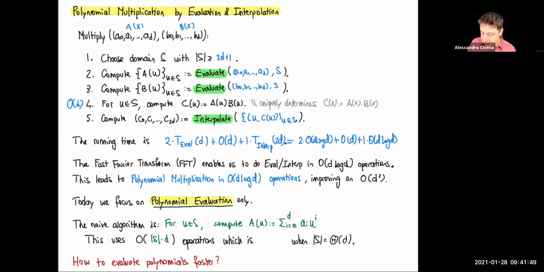Because this expression costs me order of d operations. By the way, you may wonder, why isn't it d log d? Well, there's a way to evaluate this whole thing using order of d operations. We might do it later in the course, but it's a cute, simple way. So this can be done in order of d. So size of S times d. And remember, S has to be of size at least 2d plus 1. And let's say that we are able to pick it to be order of d at most. So this is going to be, in the end, order of d squared. Okay?